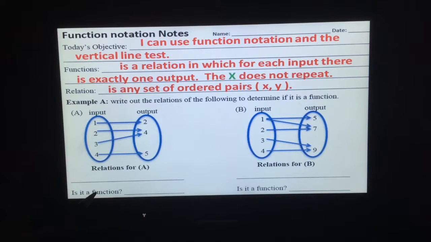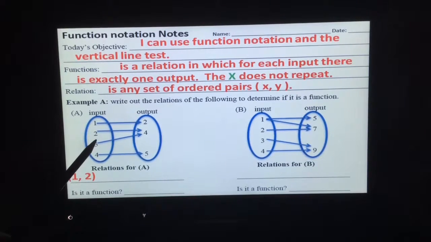All right, now let's take a look at the relations that are made from these two inputs and outputs. So now for A, the input is 1, 2, 3, 4. The output is 2, 4, 5. Now, a relation is just an ordered pair. So the first relation we can see comes from 1, and 1 is pointing at 2. So the first relation we have is the point (1, 2), where x is 1 and then the y is 2. Right? The input again represents the x, the output represents the y.